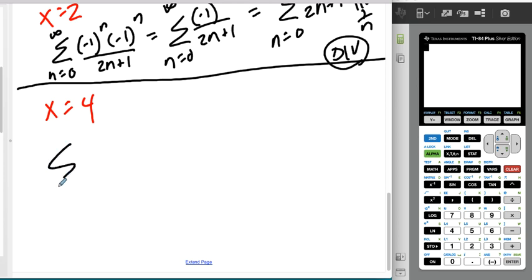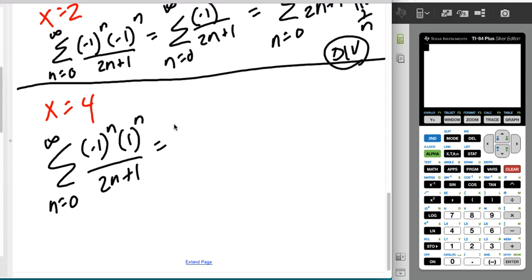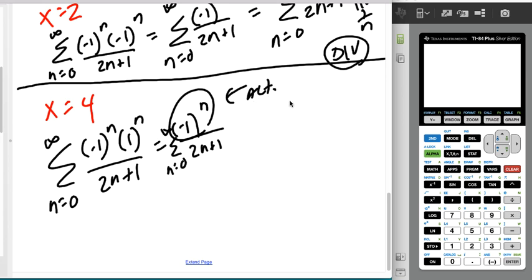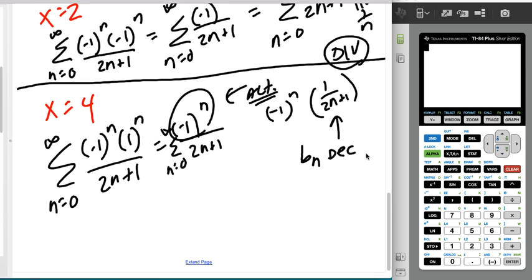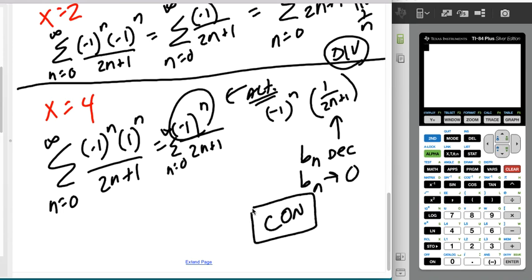When we plug in 4, I'm going to get the sum from n is 0 to infinity of (-1)^n times 1^n over 2n plus 1. Well, this one is going to converge. Because this is an alternating series, right? If this negative 1 is the alternating piece, then this is the b sub n. It is decreasing, as you pick bigger and bigger values of n, and it is approaching 0 as n approaches infinity. So this thing converges by the alternating series test.